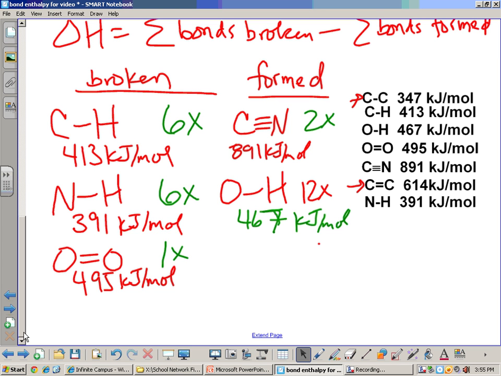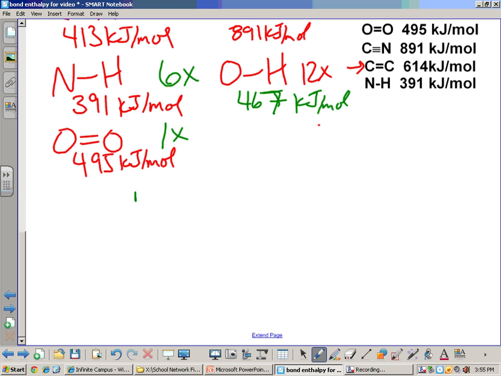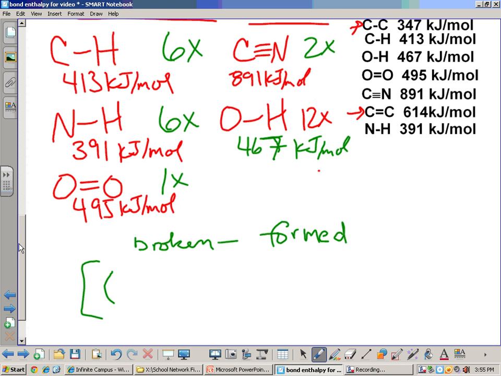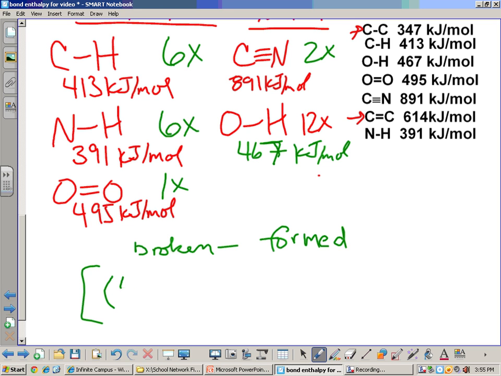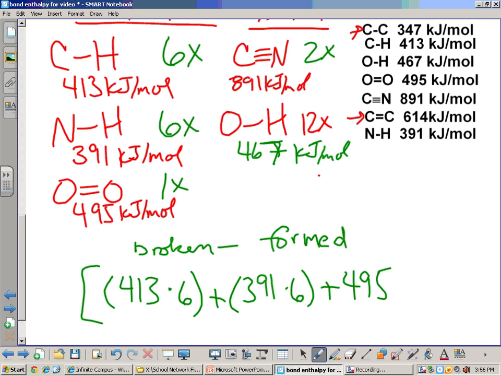Okay, so we figured out what we're breaking and what we're forming, and then we're just going to use that formula, bonds broken minus bonds formed. Just like delta H of formation, be careful with your math here. So broken minus formed. We said that we are breaking that C to H single bond. That's 413 kilojoules per mole, and we are breaking it 6 times. We are also breaking the N to H single bond. That is 391 kilojoules per mole, and we are breaking it 6 times. And the O to O double bond, and that is 495 kilojoules, and we're only doing that once.